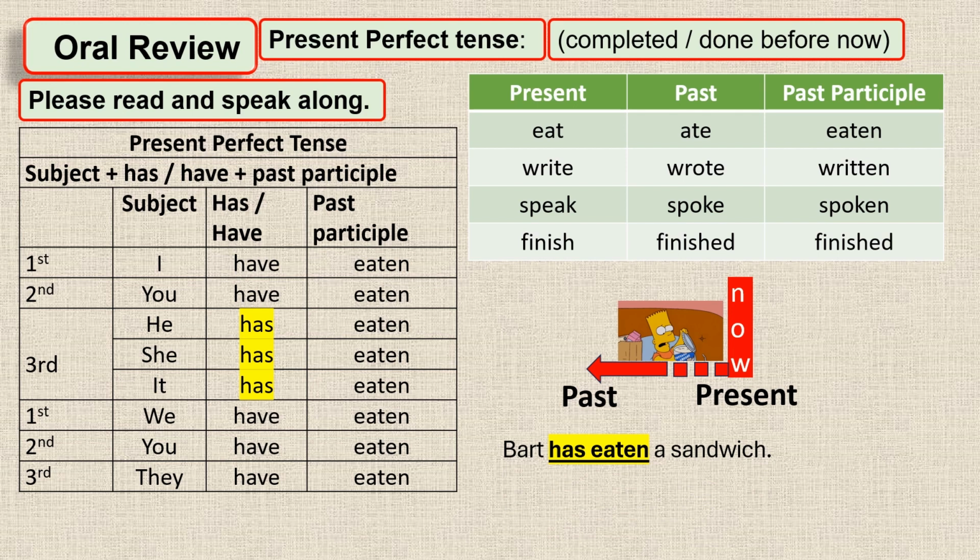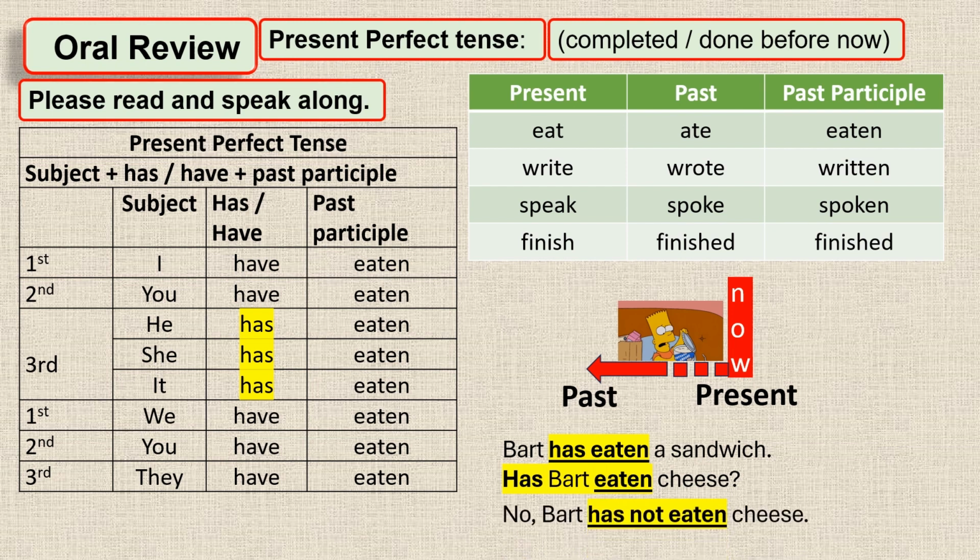Sentences I can make from this graphic. Bart has eaten a sandwich. Now I want to make it negative, so I'm going to include another object here. Has Bart eaten cheese? Question. No, Bart has not eaten cheese. In fact, he has eaten a sandwich, is what we are saying here.